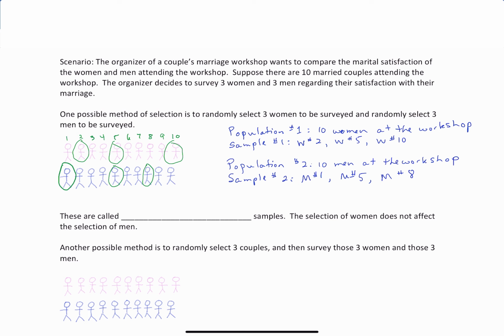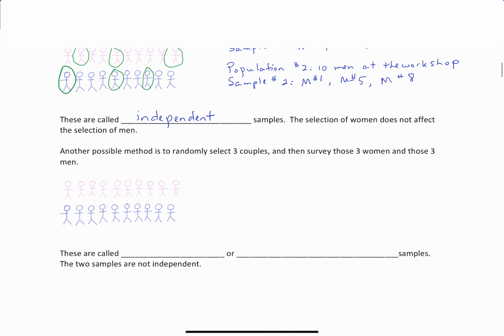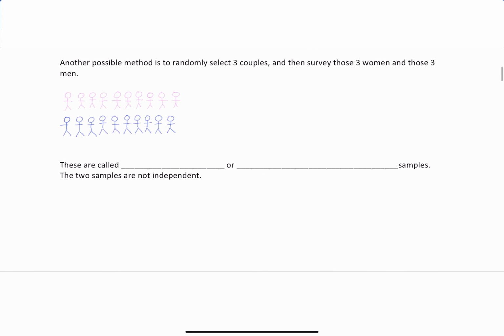These are called independent samples. The selection of women has no effect on the selection of men. We completely separately, independently selected from each population. But there's another way we could do this. So another possible method would be to randomly select 3 couples and then survey those 3 women and those 3 men.